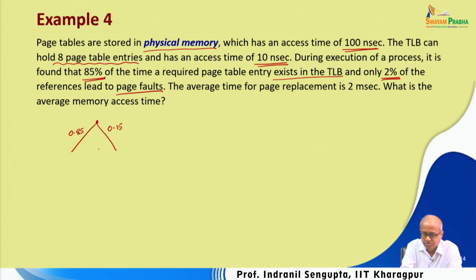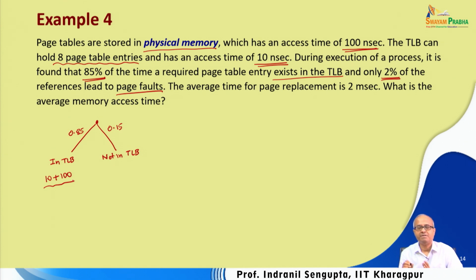0.15. So, what does this mean? It is found in TLB and 0.15 not in TLB. Now, if it is found in TLB, how much time will it take? Because TLB access time is 10 nanoseconds, you get the frame number, and 100 nanosecond memory access time, you access the word. So, it will be 10 plus 100. This will be the total time if it is found in TLB.